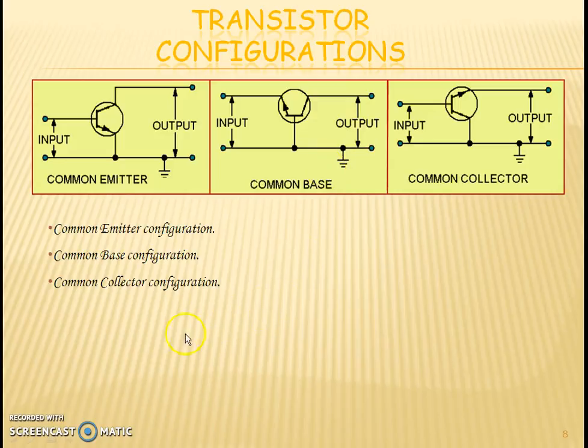Next and the last is the common collector configuration. In common collector configuration, as you can see from the figure, the collector terminal is made common to both input and output. The input is applied between the base and collector terminals, and the output is obtained between the emitter and collector terminals. It is also known as emitter follower.